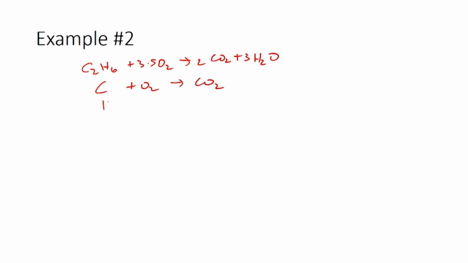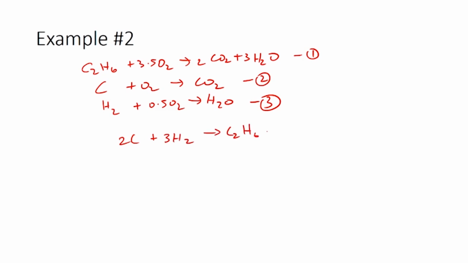The first equation we had was C2H6 plus 3.5 O2 gives 2 CO2 plus 3 H2O, and the second equation is C plus O2 gives CO2, and the third equation is H2 plus 0.5 O2 gives H2O. So, let us call these equations 1, 2 and 3. From here we have to get the fourth equation, which is 2C plus 3H2 gives C2H6.